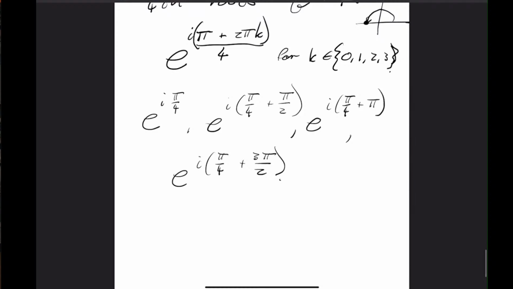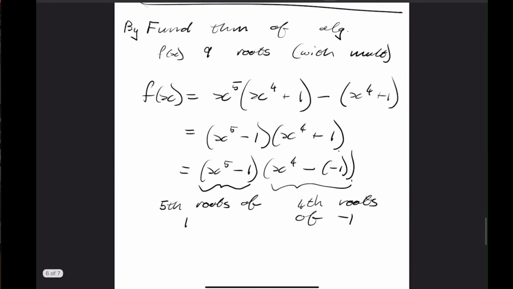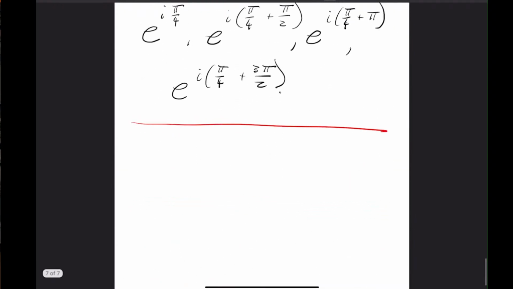Okay, so those are those 4 roots, but we're looking for 9 roots. And where do the other 5 come from? They come from the fifth roots of 1. So we also need to calculate the fifth roots of 1.